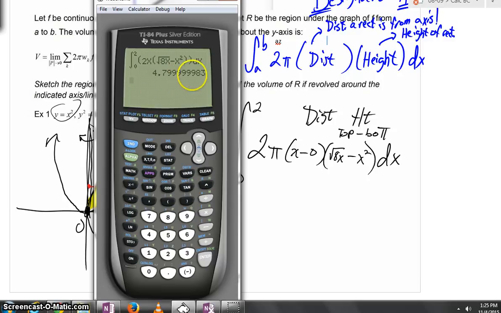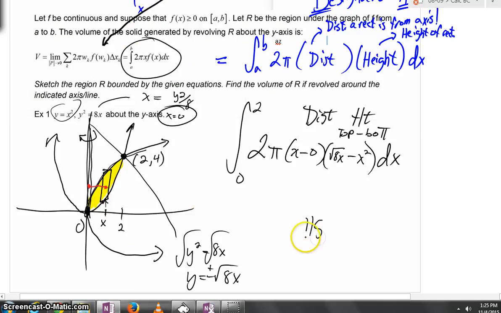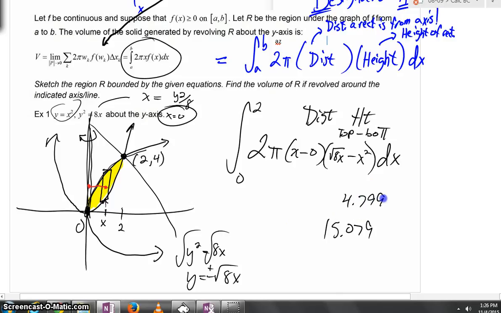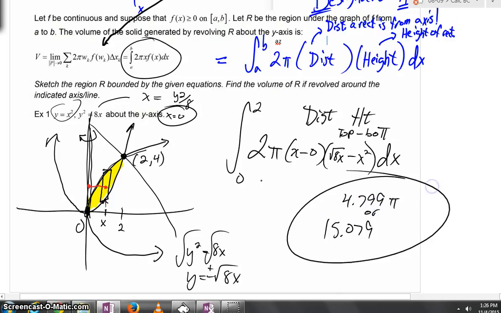It looks like about 4.7999, and you can ask the calculator if it could convert it to a decimal. Well, no, it won't. You could even multiply that by pi if you'd like, and get about 15.079. 15.079 would definitely be an okay answer. What else would be an okay answer? 4.799 pi. You could go either one of those. Okay, we doing all right? Like I said, the washer method would get you the exact same thing.